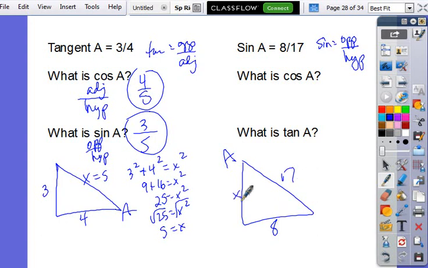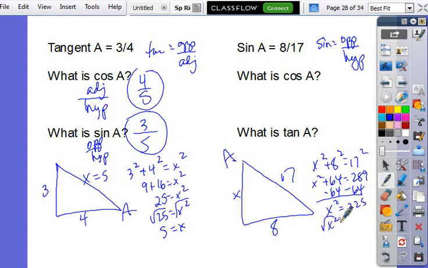Pythagorean theorem. I'm going to say x squared plus 8 squared equals 17 squared, because remember, the hypotenuse has to be by itself. So I will do x squared plus 64 equals 289. x squared equals 225. All right, so I get 15 for x, so that means that side is 15.